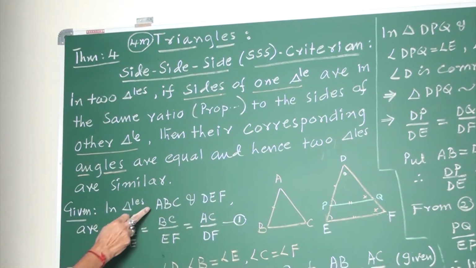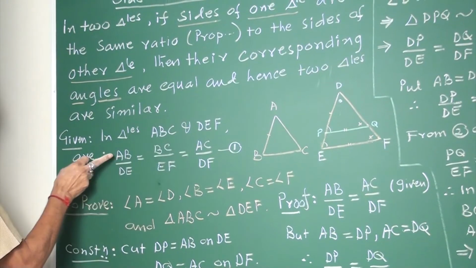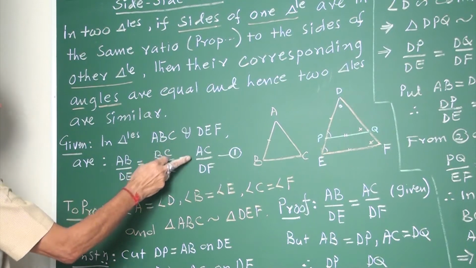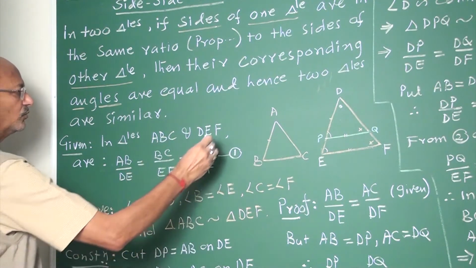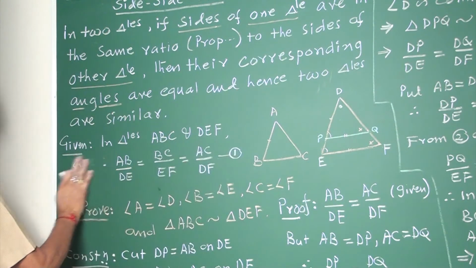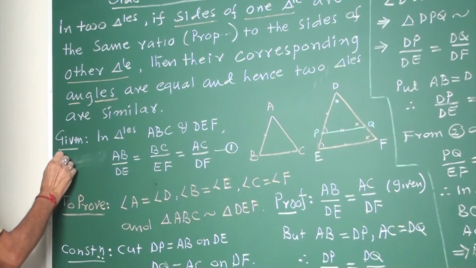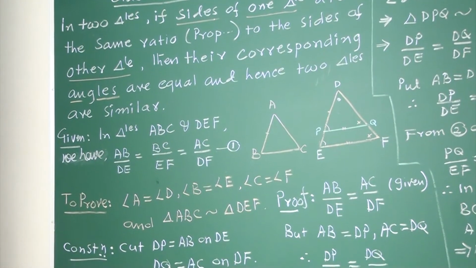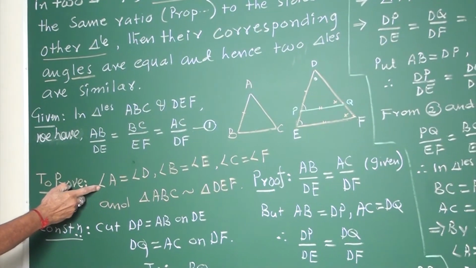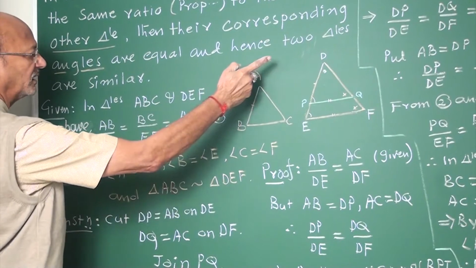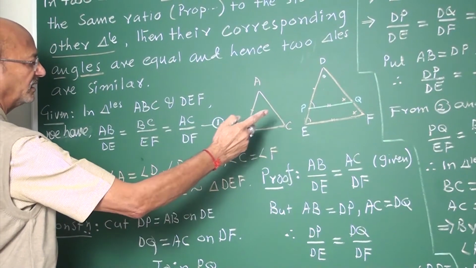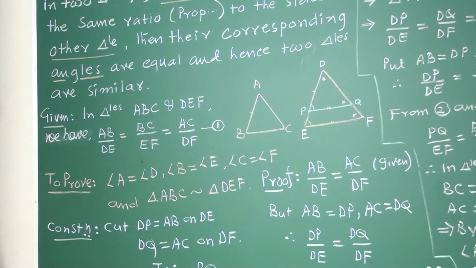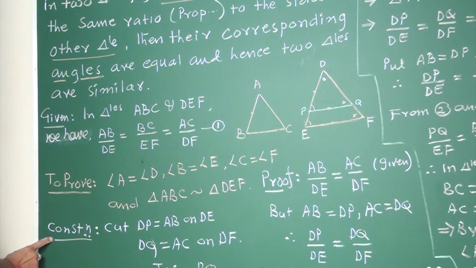Given, my friends, in triangles ABC and DEF, we have AB upon DE equal to BC upon EF equal to AC upon DF. We have to prove corresponding angles are equal: angle A equals angle D, angle B equals angle E, angle C equals angle F. And hence we want to show what? The triangles are similar.